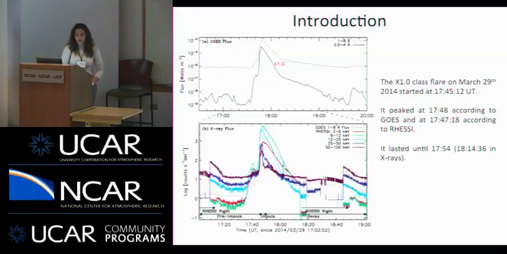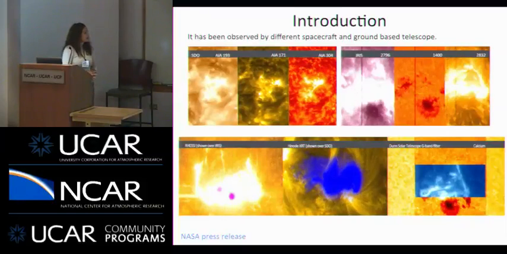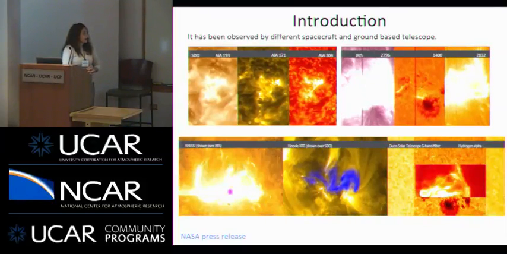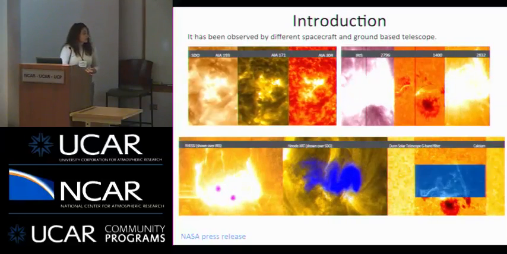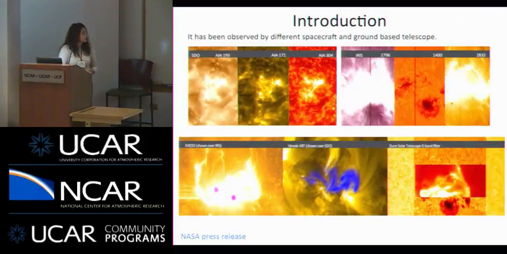So this flare was classified according to GOES as an X1 class flare, and as has been pointed out previously, it has been observed by several instruments, and one of them has been RHESSI, which covered the whole impulsive phase of the flare, and this is very nice. It has also been observed by SDO, IRIS, Hinode, and the Dunn Solar Telescope observed it in G-band and with IBIS. So we have H-alpha and calcium II observations.